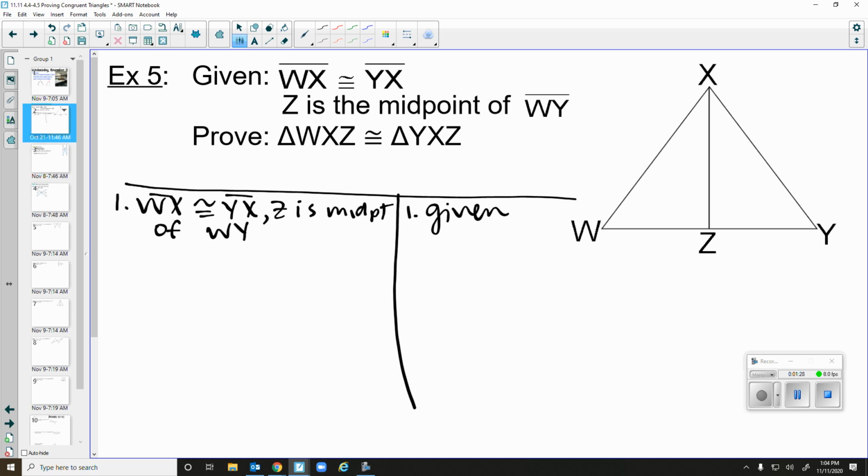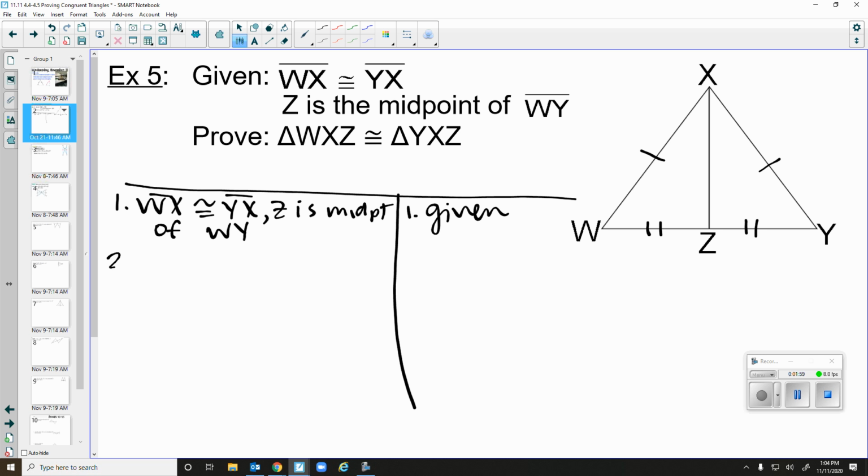It says that these 2 are congruent. That's part of our given. We also are told we have a midpoint. So, what do we know from a midpoint? Those parts over here are congruent. So when you have a midpoint, there's 2 options. You can either say that the segments are congruent, or you can say that they're equal. Which one would be the helpful part here? Congruent. So we're going to write it over here.